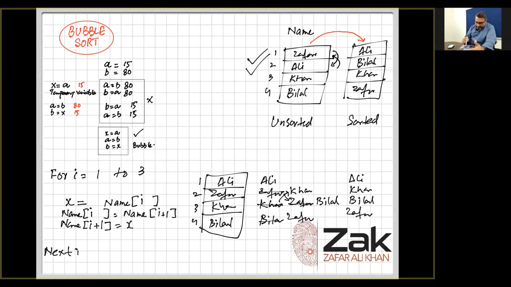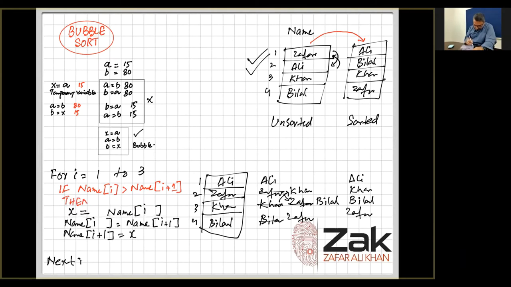So what we are going to do is put an if condition here, which will be like: if name I is greater than name I plus 1, then I will do it, otherwise I won't. Then do this, end if. So now at every loop the system is checking if the ith position is greater than the I plus 1 position. If it is true, then only this exchange, the bubble exchange, is happening. So let's do it with these values now.